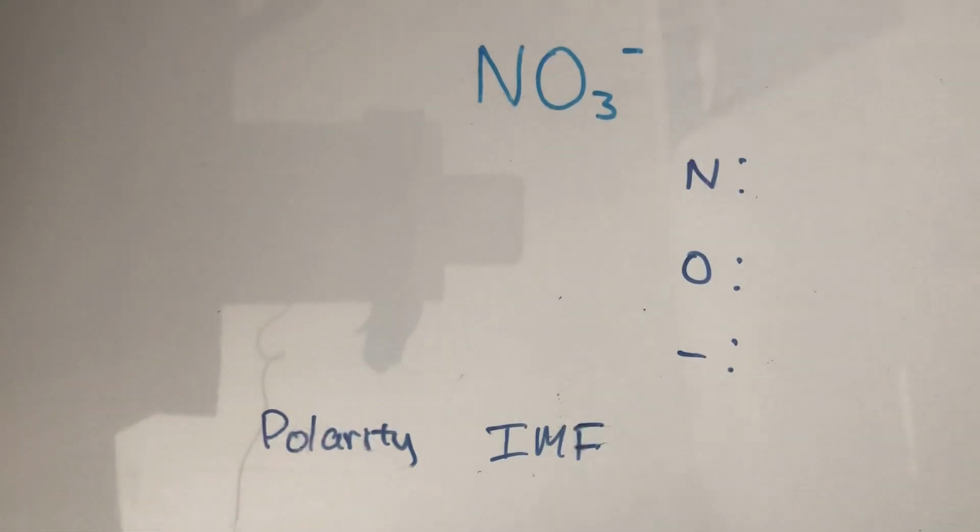In this video, I'll be demonstrating to you guys how to draw a Lewis structure diagram for the nitrate molecule. And to begin with, we're going to determine the total number of valence electrons in this molecule.